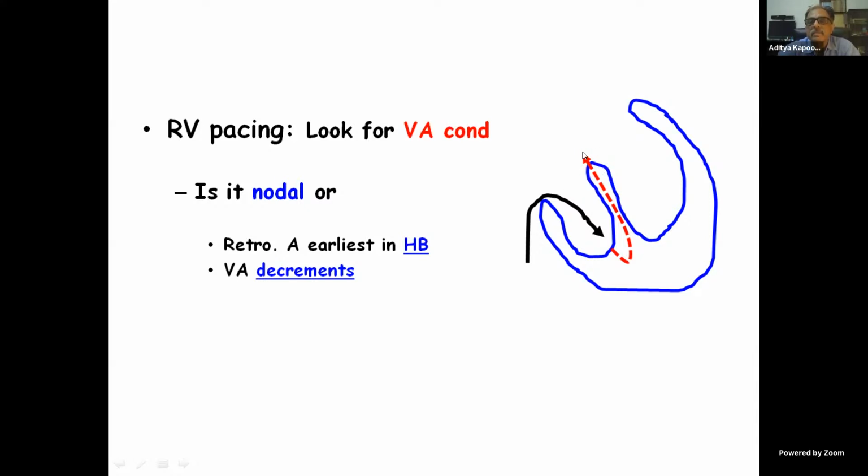So if you remember this diagram, everything becomes easy. So it will be earliest in the His bundle, and since the nodal property is decrementation, as we increase the pacing rate, the VA interval will keep on increasing.